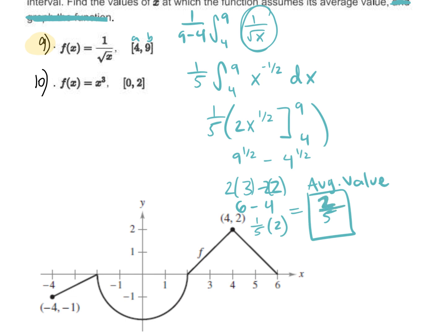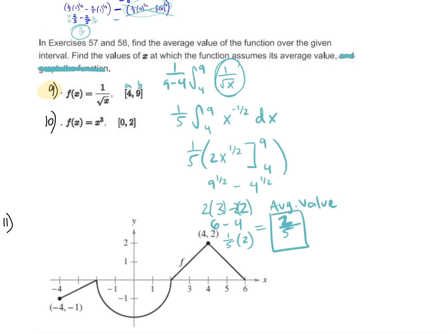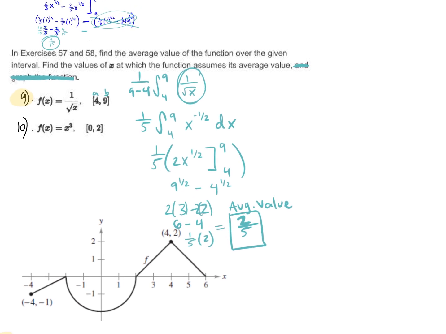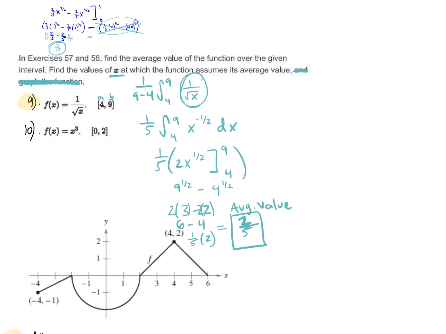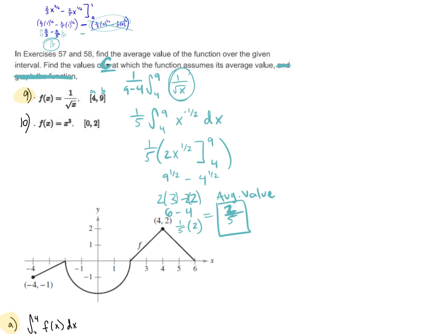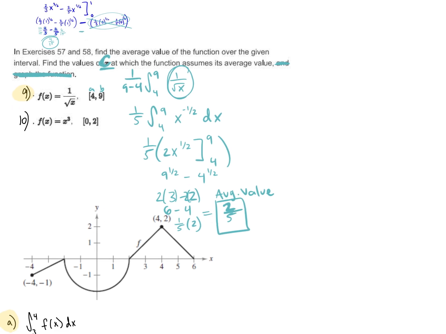All right, so we get 2/5. 2/5 is our average value. So if the question just asked for average value, that's all we would do. We would find our integral, multiply that times 1 over b minus a. If it asks for our values of x, which is just our values of c, is what we would call it, same thing. What would we need to do to find our values of c?